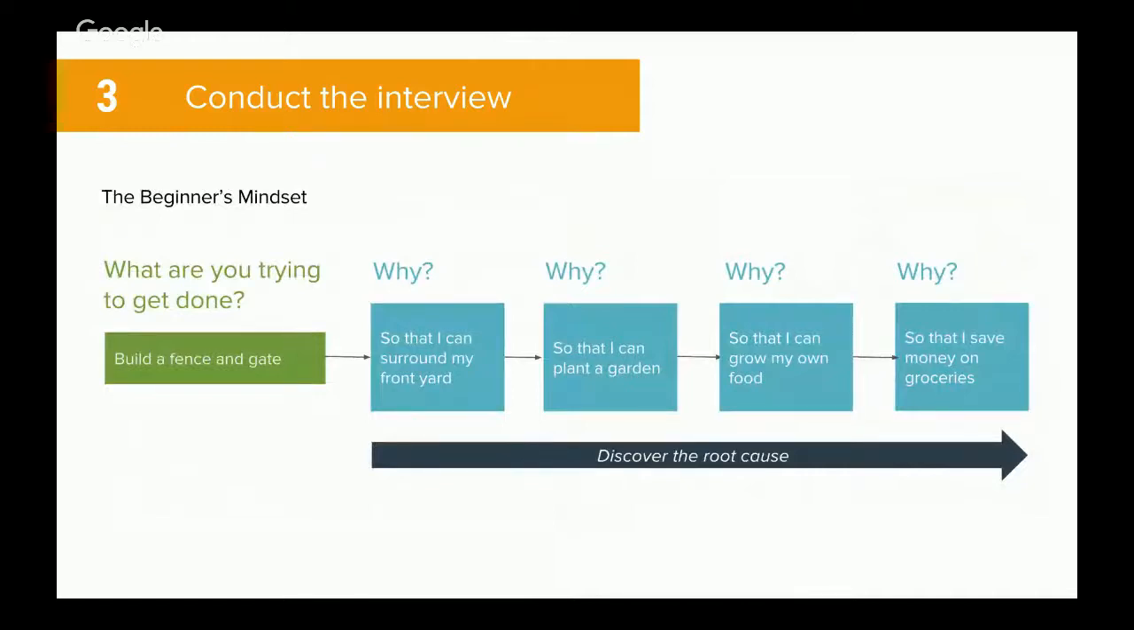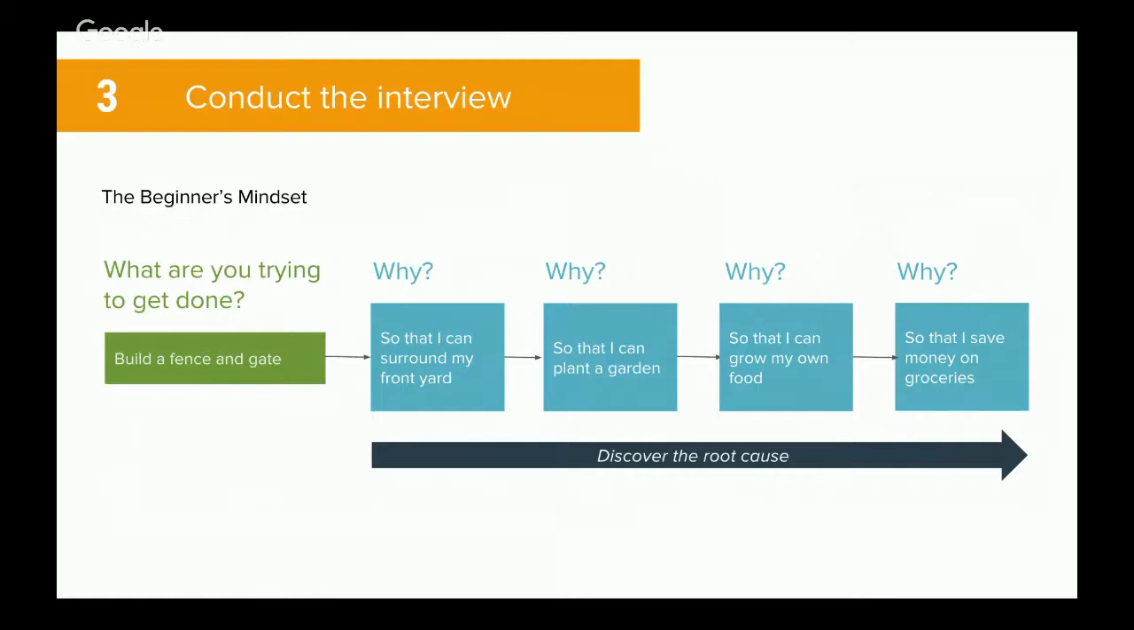We'd said earlier that to be a user researcher, you need to have deep empathy for users. The other thing you need is a beginner's mindset. So even when you think you might know the answer, ask people why they do or say things. The answers will sometimes surprise you.